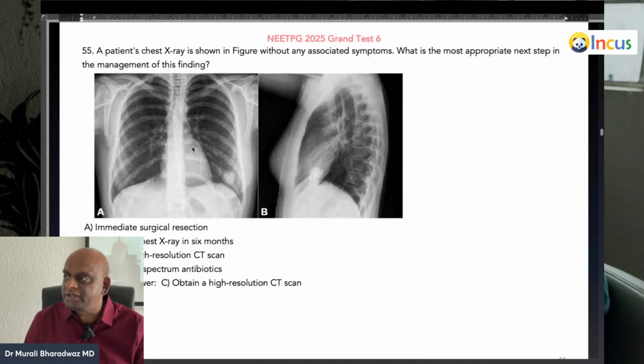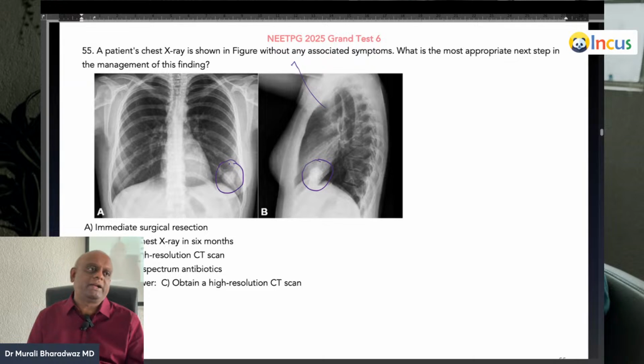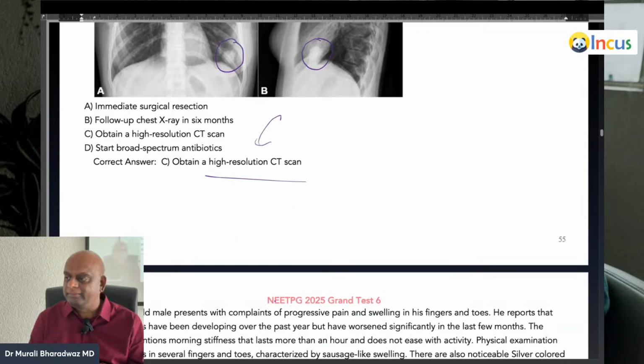The patient's chest X-ray is being obtained, right? So what are you able to see? You are able to see a coin lesion. Whenever a coin lesion is there, you need to identify whether it is malignancy or not by doing a high resolution CT scan.